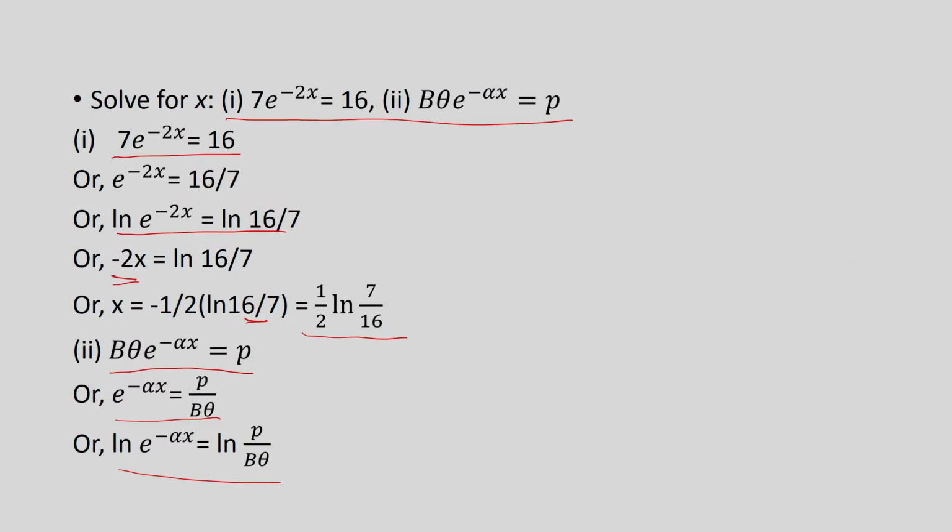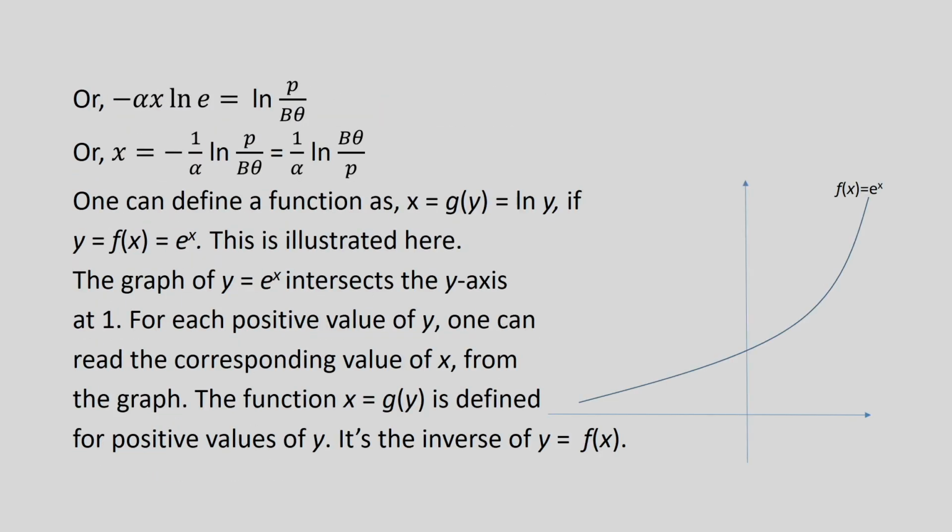and this will simply become minus alpha x, right, because log of e is equal to 1, and on the right hand side I have log of p divided by b theta, and so I get x is equal to 1 divided by alpha, minus of that, multiplied by log of p divided by b theta, and again I use the rule for quotients, and I get 1 divided by alpha log of b theta divided by p. Okay, so this is how we solve for x.